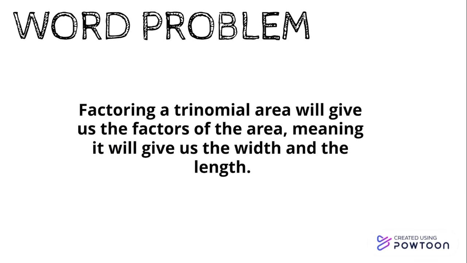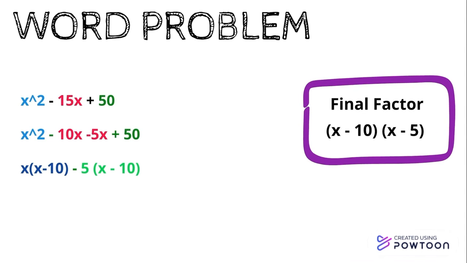Now we need to have in mind that factoring a trinomial area will always give us the factors of the area, meaning it will always give us the width and the length. Now this means we need to factor this trinomial area, and this is the process of how to factor it. So I've explained the process of how to factor a trinomial like this earlier in the video, so if you don't understand this, please go back earlier in the video.